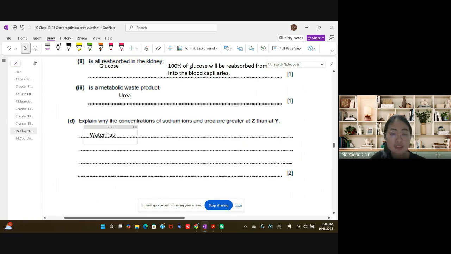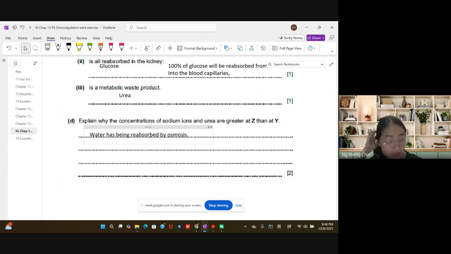This is because water has been reabsorbed by osmosis. Remember, water is always transported by osmosis, not simple diffusion, not active transport, only osmosis. Osmosis is only involved in the movement of water molecules. That's all.